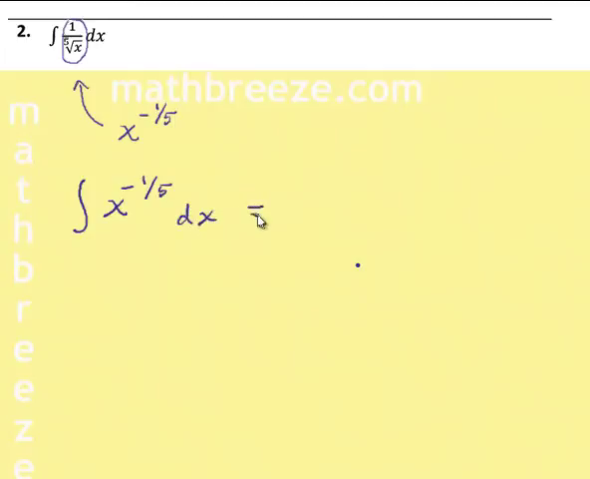And we're going to use the power rule, add 1 to the exponent. So minus 1 over 5 plus 1, plus 5 over 5, is equal to 4 over 5. So we have x to the 4 over 5. And then we want to divide by 4 over 5, or equivalently multiply by 5/4, and add on that constant.